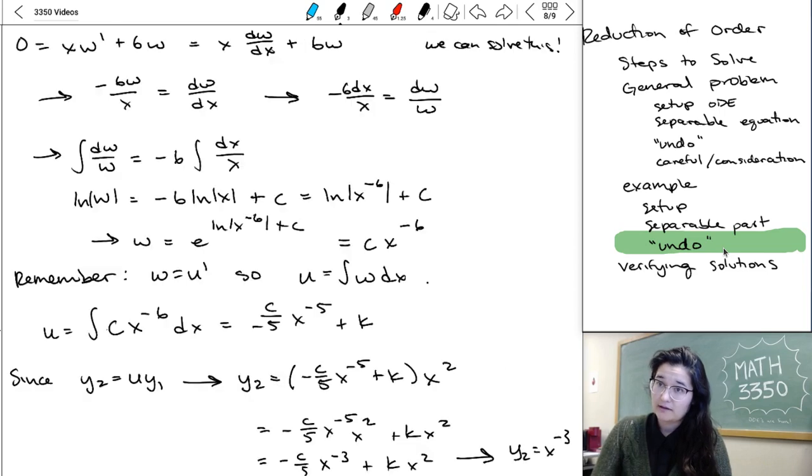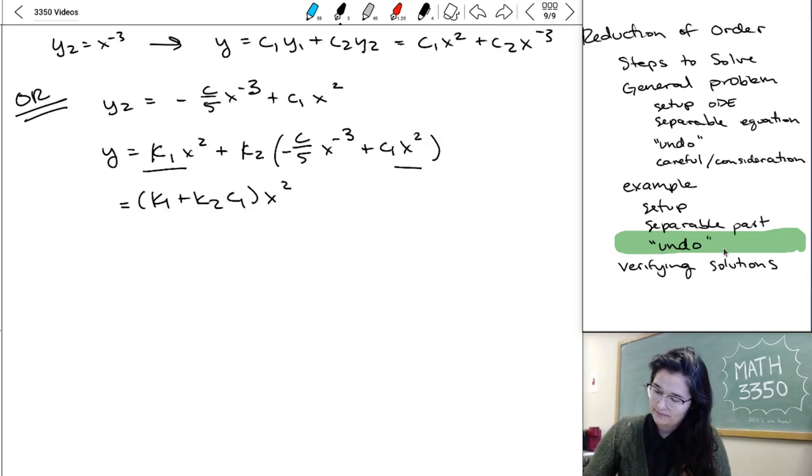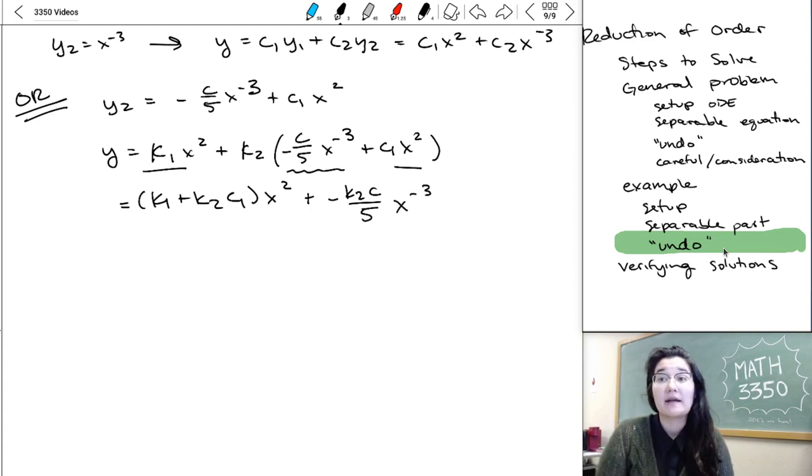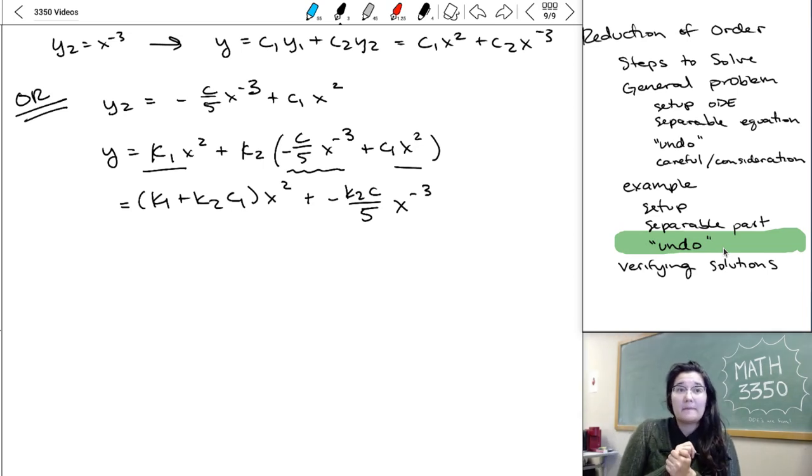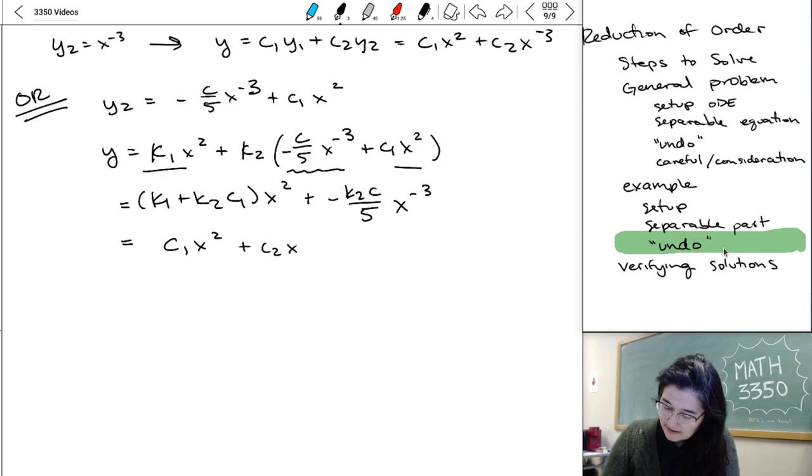And I've got negative k2c over 5 x to the minus 3. There's my x to the minus 3 term. And here's where you would just say, I treat these like their own new constants. c1 x squared plus c2 x to the minus 3.